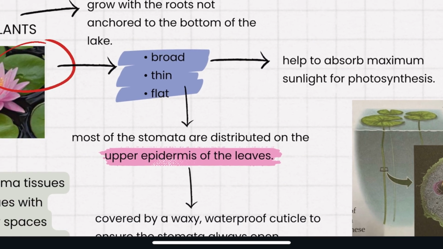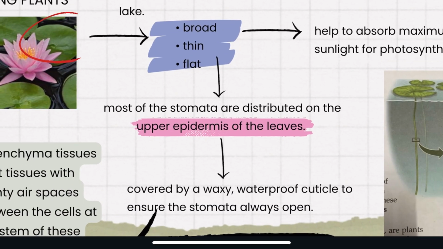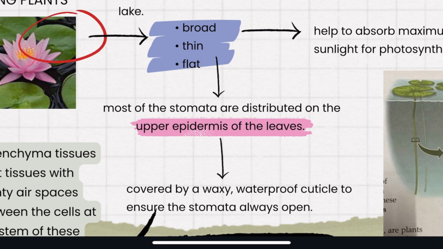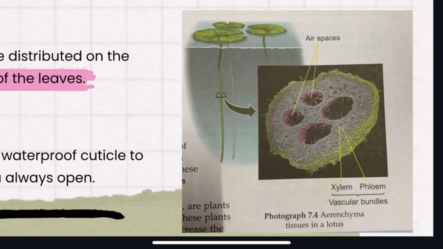Next, another reason is that most of the stomata are distributed on the upper epidermis of the leaf. The upper epidermis of the leaf is covered by a waterproof cuticle to ensure the stomata are always open. So, this is the tissue.